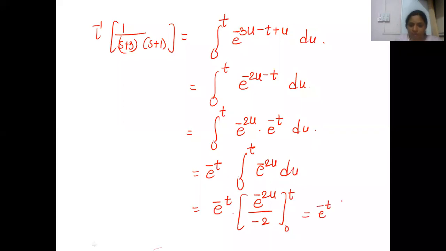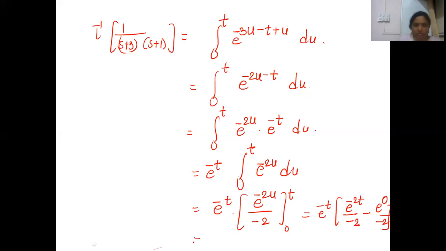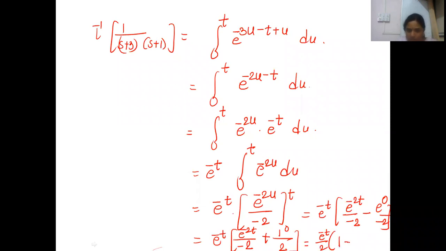That is e raised to minus t. At the upper limit, you put t in place of u, upon that minus 2 as it is, and then with a minus sign, you put 0 in place of u. So e raised to 0 upon minus 2. It is e raised to minus t times e raised to minus 2t upon minus 2, minus minus plus e raised to 0, which is 1 upon 2. So here 1 upon 2 is common, you take it out. So e raised to minus t by 2 into 1 minus e raised to minus 2t. That can be the answer.